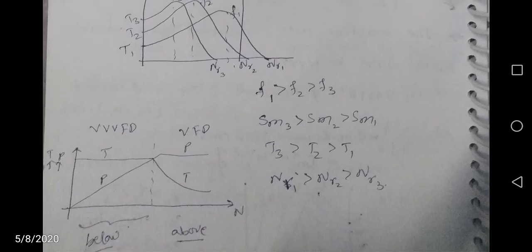So at above rated speed, the variable frequency drive method. Below rated speed, the variable voltage, variable frequency drive method.